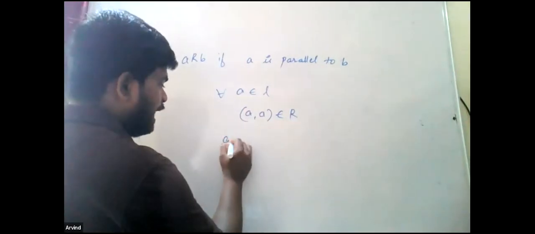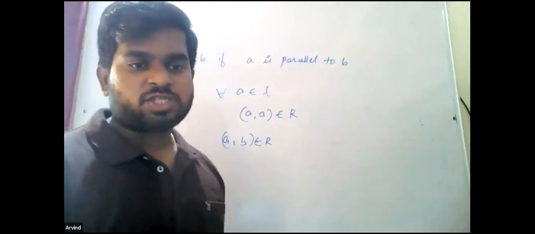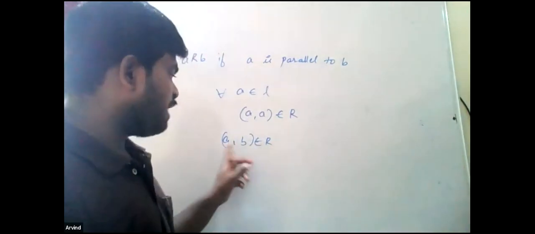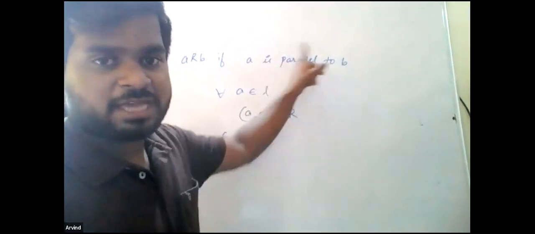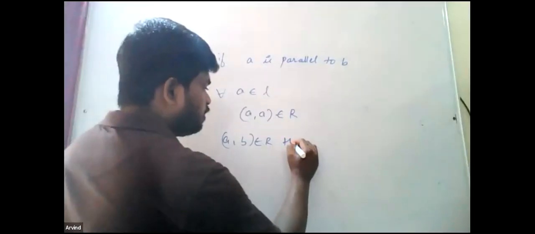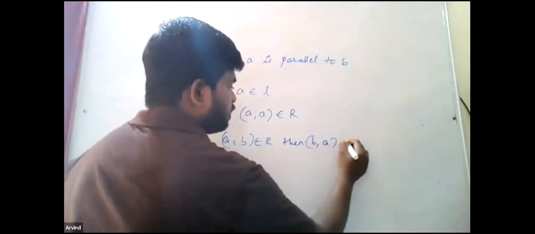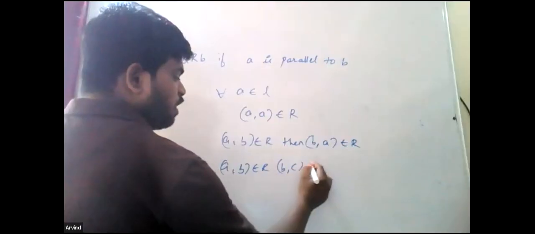Next, if A, B belongs to R, we have to check whether B, A belongs to R. A, B belongs to R means A is parallel to B. If A is parallel to B, can I say B is parallel to A? Yes, sir. Then B, A belongs to R. Therefore symmetric also holds.